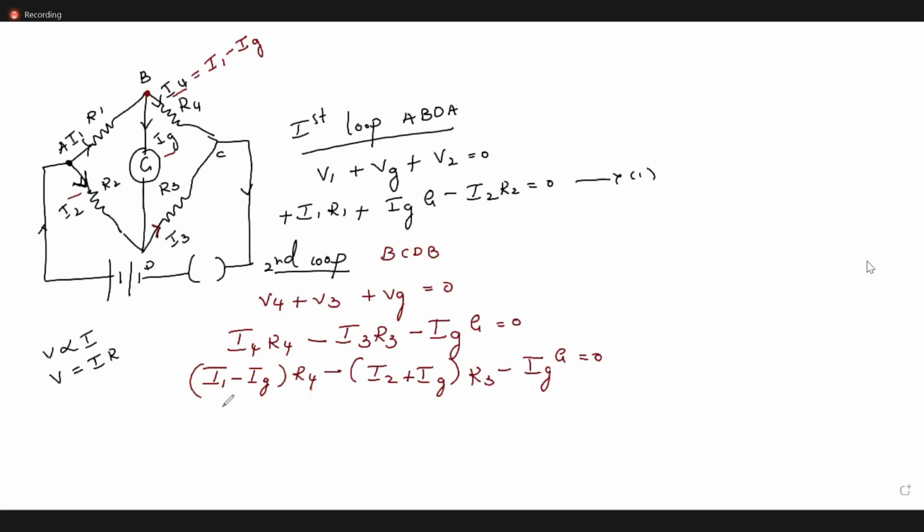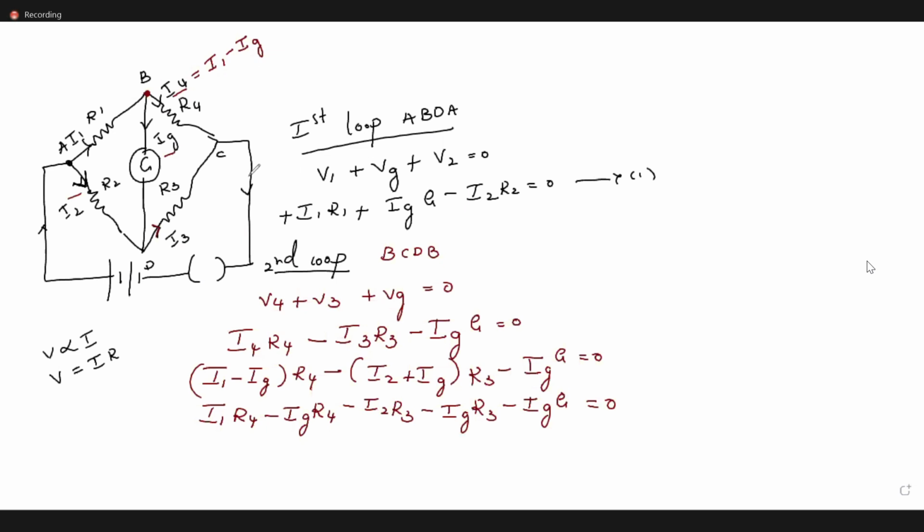Let me split it and write it as I1 into R4 minus IG into R4 minus I2 into R3 minus IG into R3 minus IG into capital G is equal to 0.